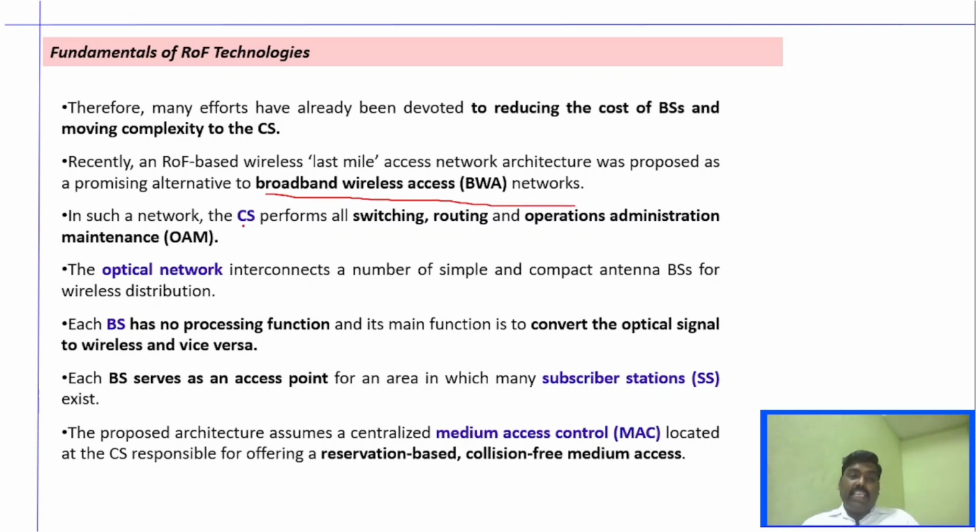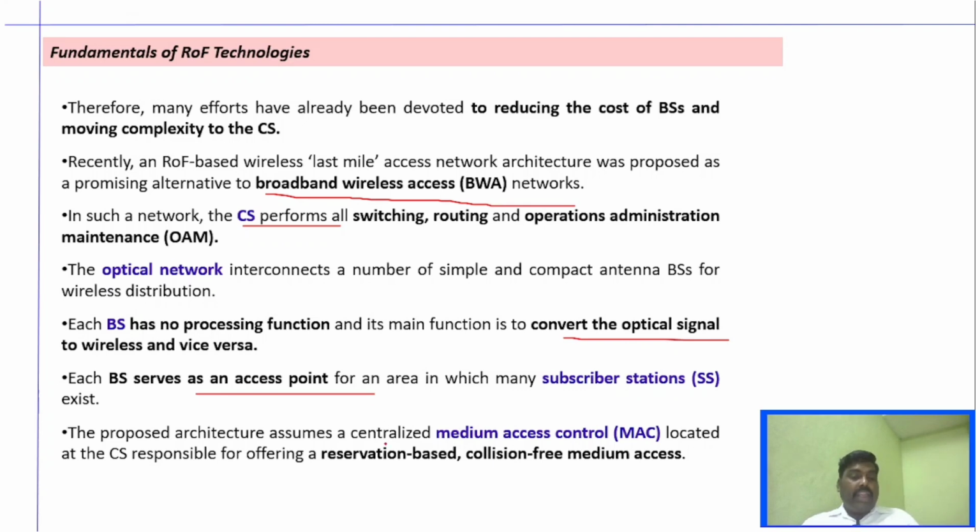And as I said, the CS performs all the operations: switching, routing, and operation, administration, and maintenance, everything. The optical network interconnects the number of antennas as well as the base stations. The base station will not perform any processing function. As I said, it will convert only the optical signal to wireless and wireless to optical signal, and it will act as a service access point for several subscriber stations.